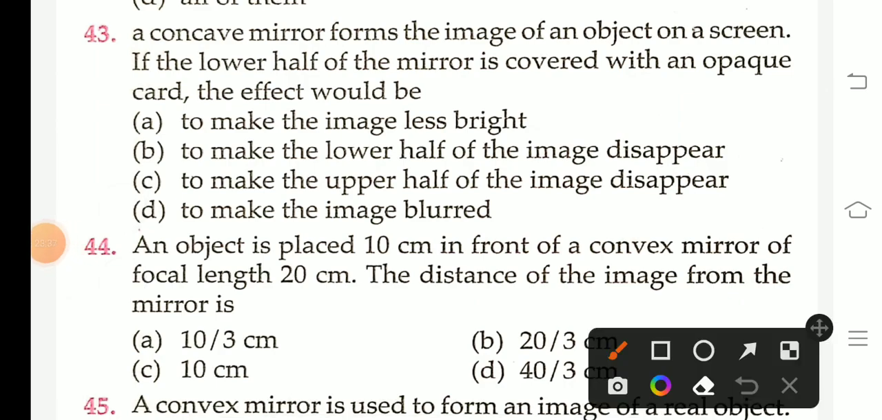Next, a concave mirror forms the image of an object on a screen. If the lower half of the mirror is covered with an opaque card, the effect would be... right answer will be option A, to make the image less bright.